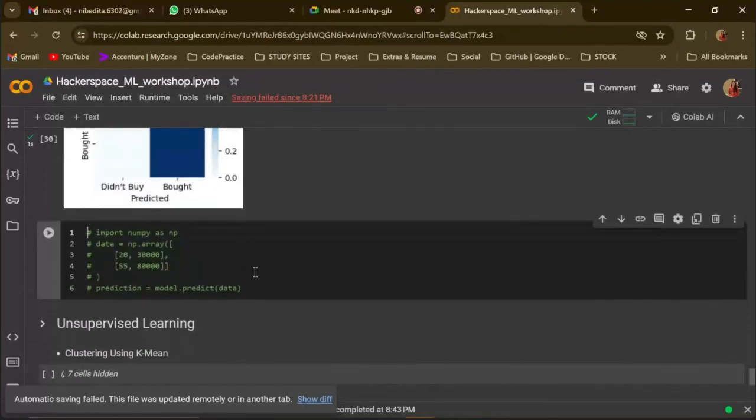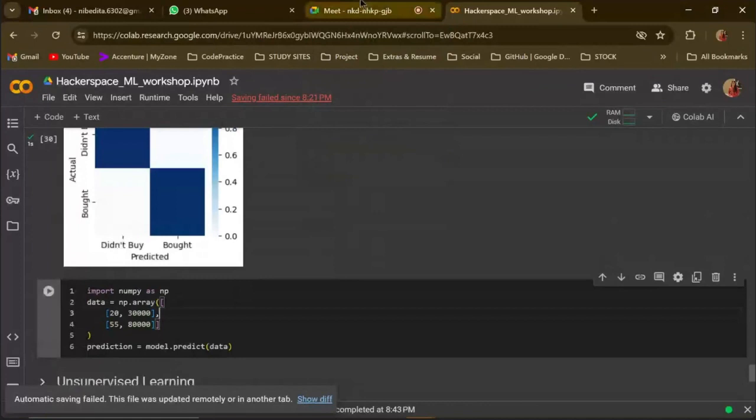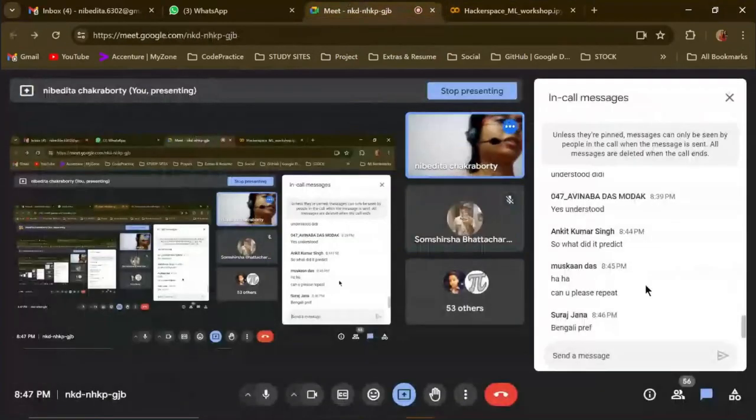Let's try giving our own test data. Give me a pair of data, age and salary, in the chat box. Write the age and salary that you want me to predict, whether they buy a house or not.